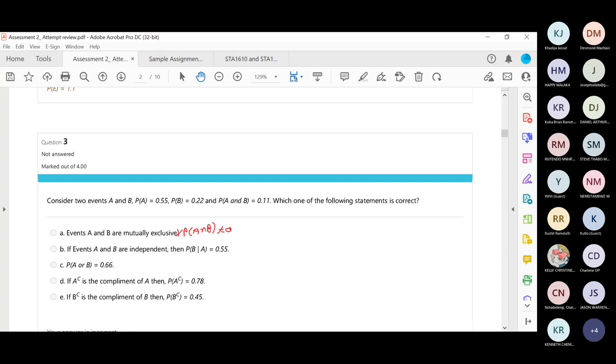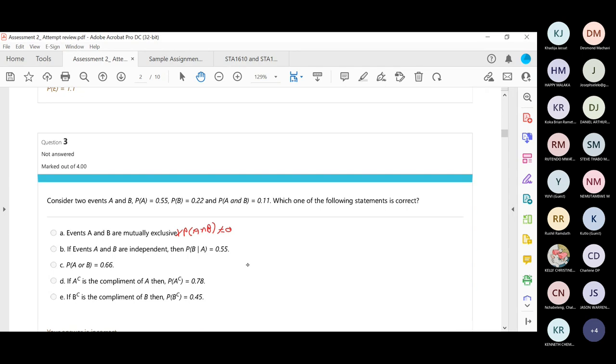Events A and B are independent. So they are telling you that if events A and B are independent, then the probability of A given B will be equal to 0.55. So you need to test that. To test that, if those two events are independent, then the probability of B given A should be 0.05.